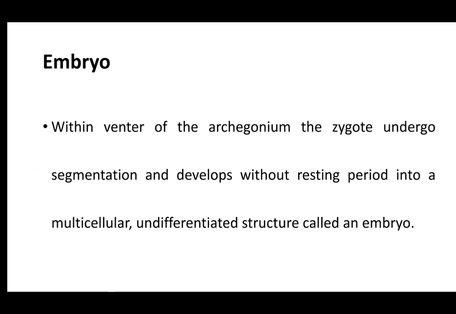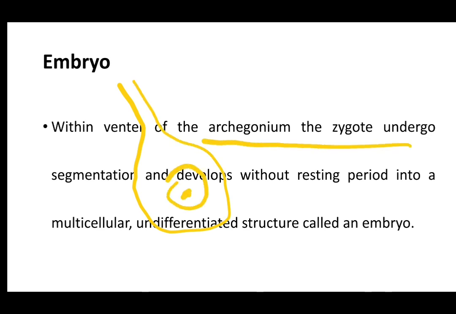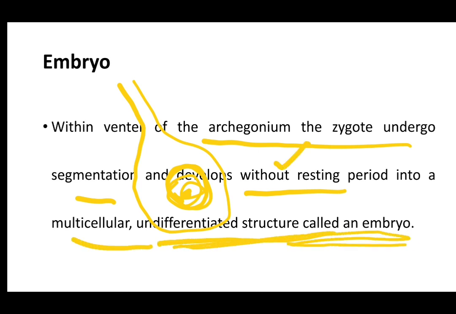Then the embryo forms within the venter of the archegonium. See, the fusion occurs inside the venter of the archegonium. Here the zygote is formed, and it undergoes segmentation. Here it is, the zygote. It undergoes segmentation and develops without a resting period into a multicellular undifferentiated structure called the embryo.